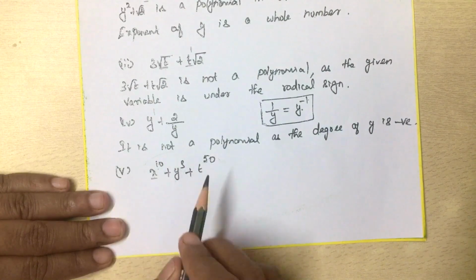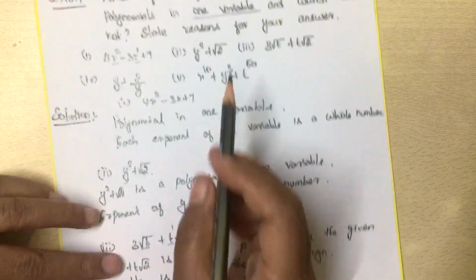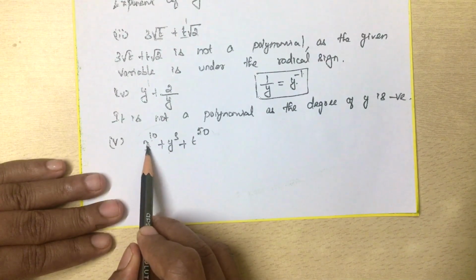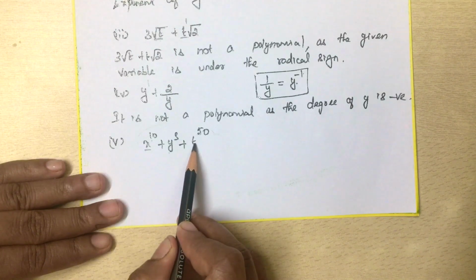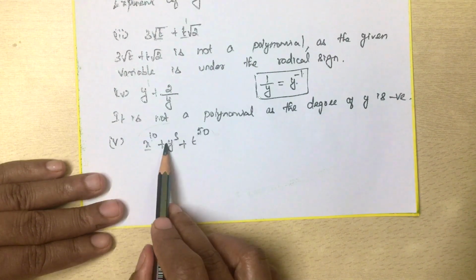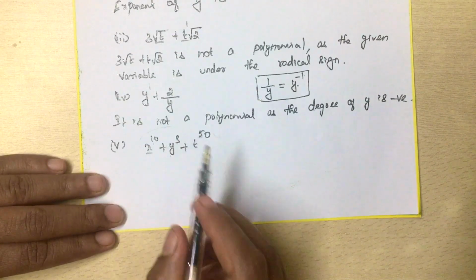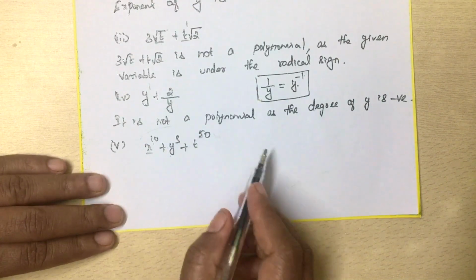Definitely this is a polynomial. There is no doubt in this. Now we have to check whether it is one variable or not. Now here we can see clearly there are three variables. One is x, the next one is y, third one is t. We can say this is surely a polynomial, but it is not a one variable polynomial. Instead, it contains three variables in it.